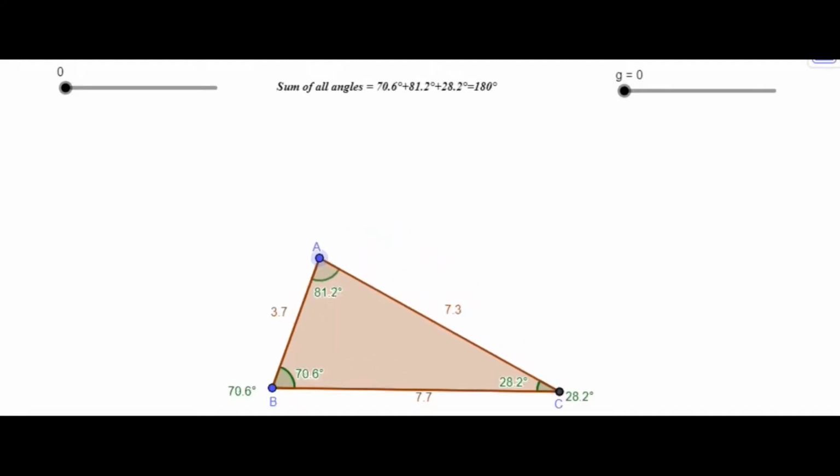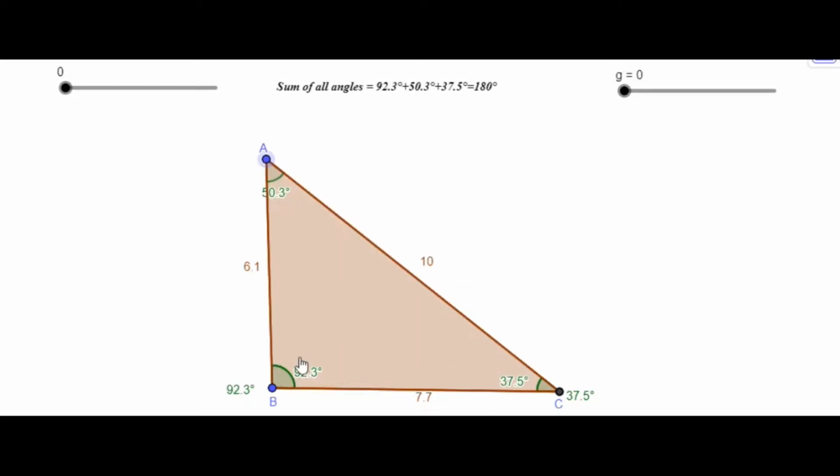Now, as we change the angles, what happens if we have a triangle like this, where this angle is 92.3 degrees? It is greater than the other two angles. Now, if you look at the side opposite to this, that is 10 units, which is larger than any other side. So which is the largest angle here? 92.3 degrees. And the side opposite to that is the largest side in the triangle, as you can see. And the smallest angle is 37.5 degrees, which means the side opposite to that is the smallest of all the sides.